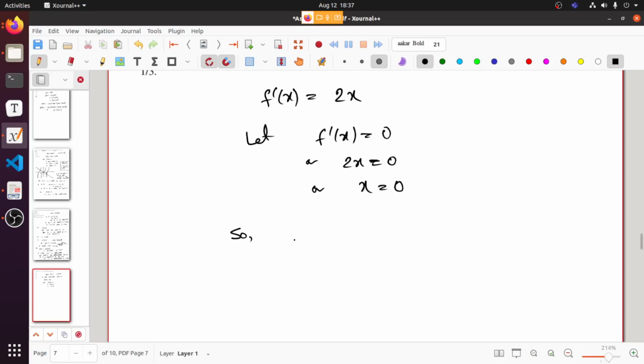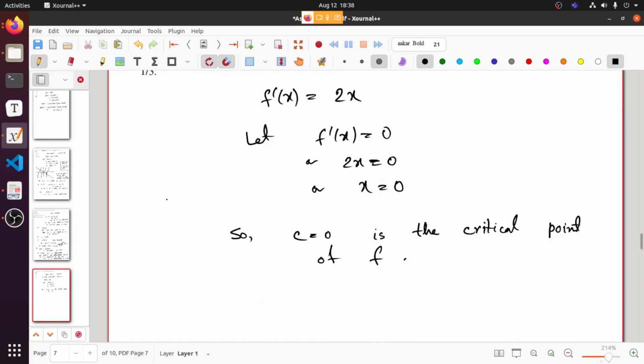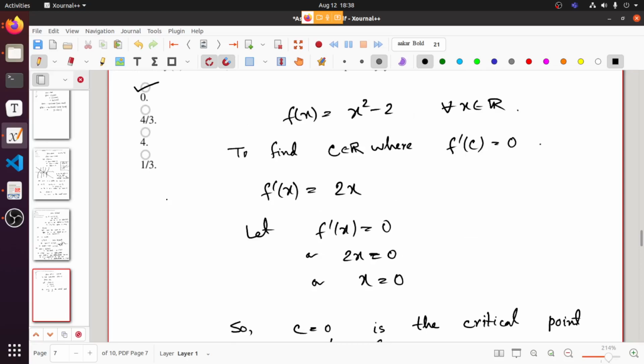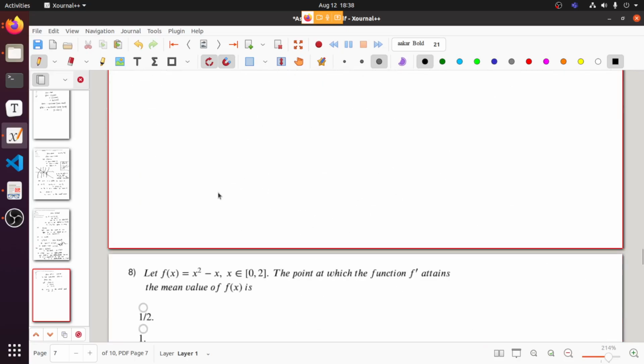So c equals 0 is the critical point of f. Means where the derivative of the function is 0, right? So which option is correct? So option A is correct. All other points are not, so all the other options are wrong. So is this fine? Question number 7. Okay. This is fine. Let's move to the next one.